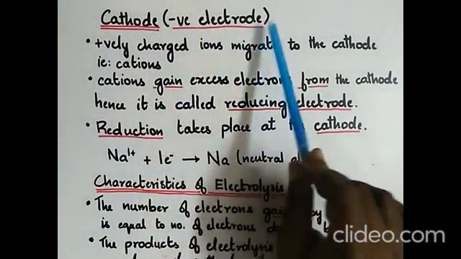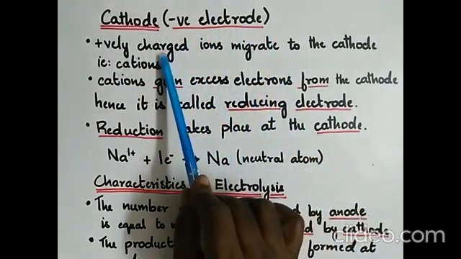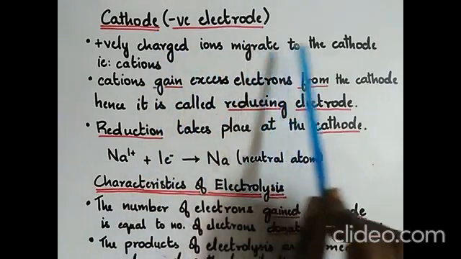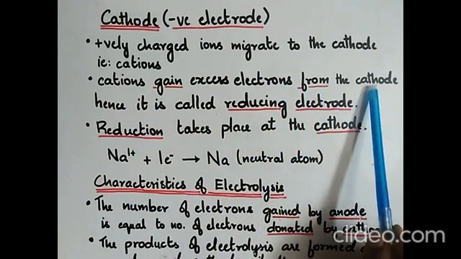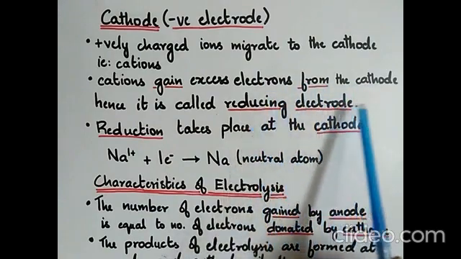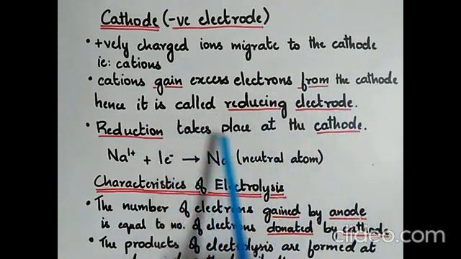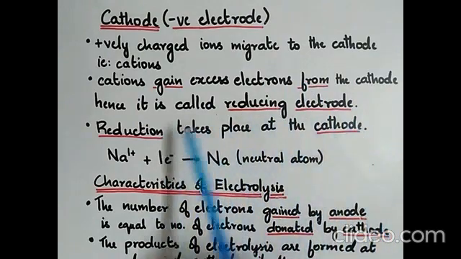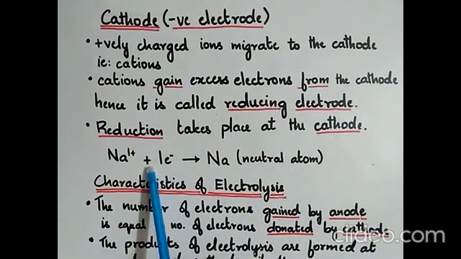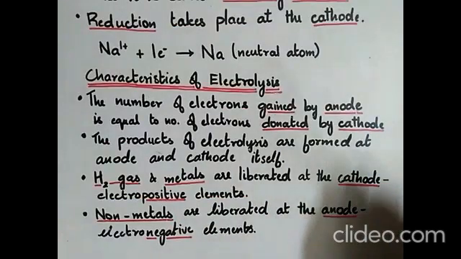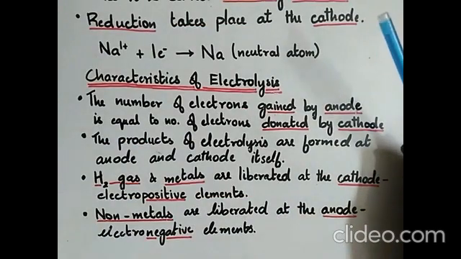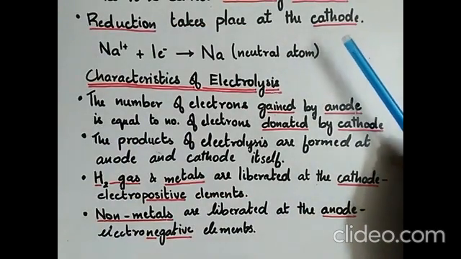Cathode is the negative electrode. Therefore, positively charged cations migrate to the cathode and gain excess electrons from the cathode, and hence it is called the reducing electrode. Therefore, reduction takes place at the cathode. For example, sodium ion gains one electron from the cathode and changes into a neutral atom, that is, a sodium atom. So we have studied about anode, cathode, anions, cations.